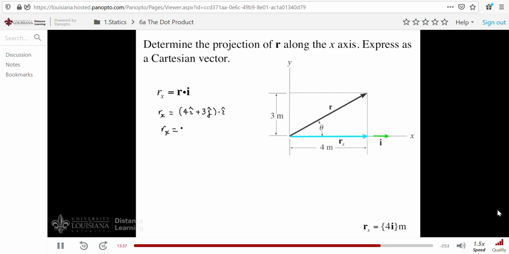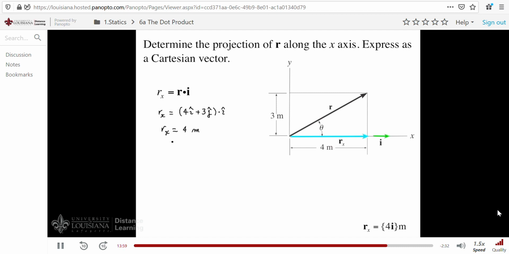And the reason is because we take this component, the i component here, and dot it with the i component here. In other words, 4 times 1. That's why we get 4. And of course, the other component, 3, is multiplied by 0 over here. That gives us 0. So we get our result of 4. And of course, this is in meters.